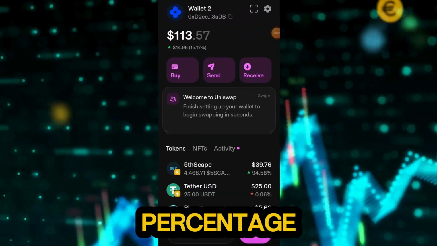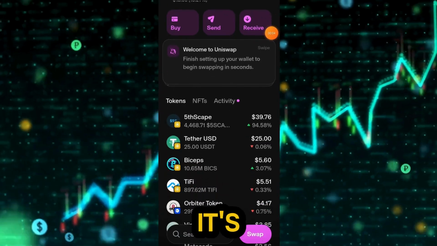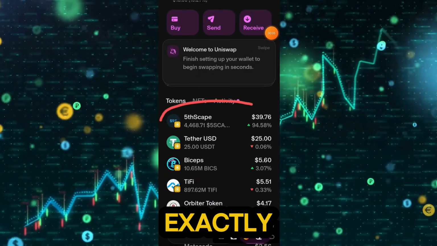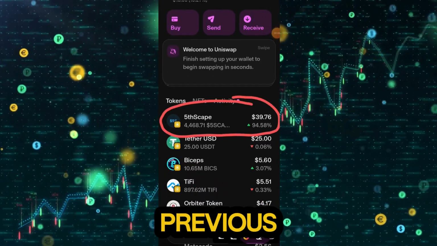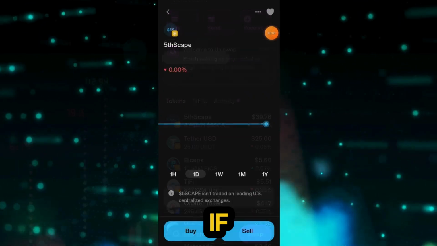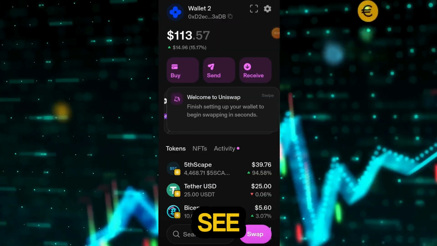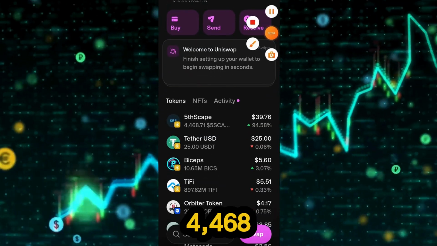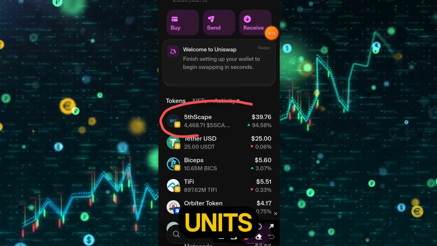Also look at the percentage difference in the last 24 hours. It's now 94%. So that's exactly a 50% increase from the previous one of 44%, if you can remember. We can also see that the units of FIFSCAPE remain the same, 4,468 units of FIFSCAPE.